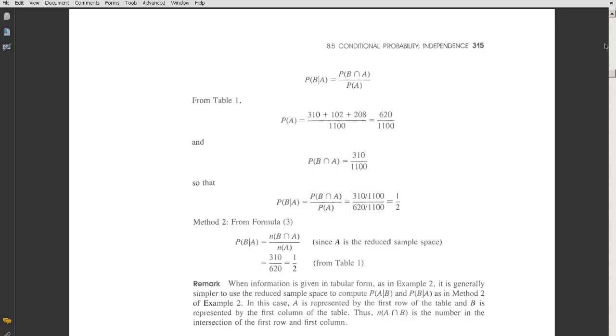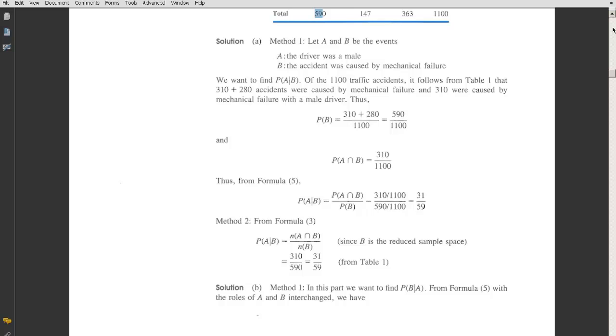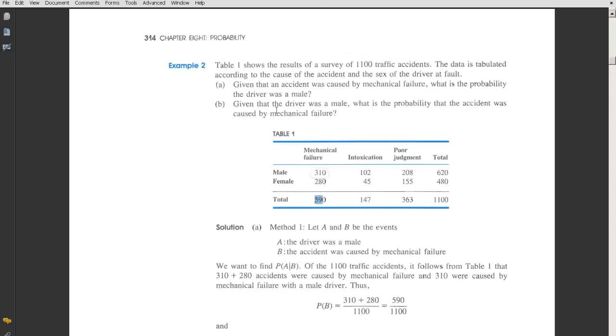What's this? Oh, there's a second question. Second question is, given that the driver was male, what is the probability that the accident was caused by mechanical failure? These look almost the same, right? But they're not the same. Given that the accident was caused by mechanical failure, what's male? And this is given male, what's mechanical failure? So they're not the same.